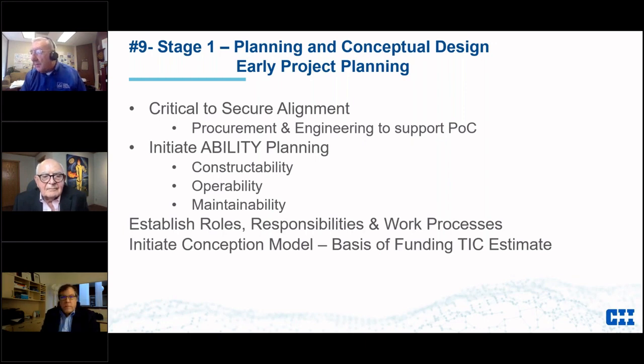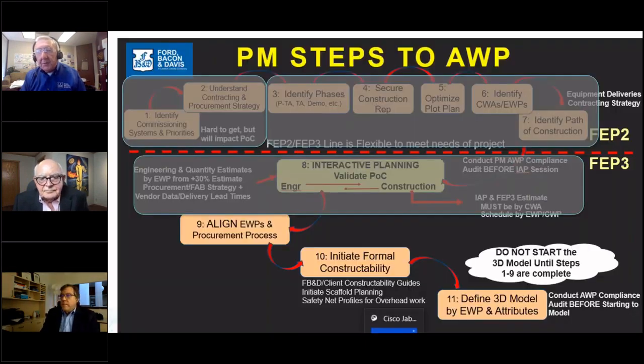Go to the next slide, if you would. And these are the steps we're doing there. We're aligning those. The other thing is, we came up with CWPs. Now we're making sure that our engineers are defining their EWPs. And as was pointed out yesterday, a CWP may have one or multiple EWPs in it. We need to figure out what all those are so that we can manage them and make sure we get the right priorities in the EWPs, especially in the area of steel and pipe fabrication, going to the fabrication shops. Initiate that formal constructability at this point.